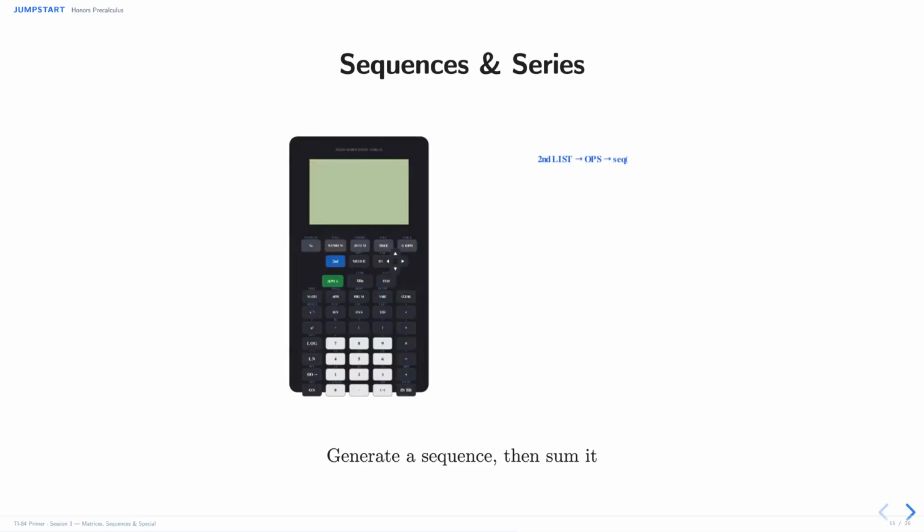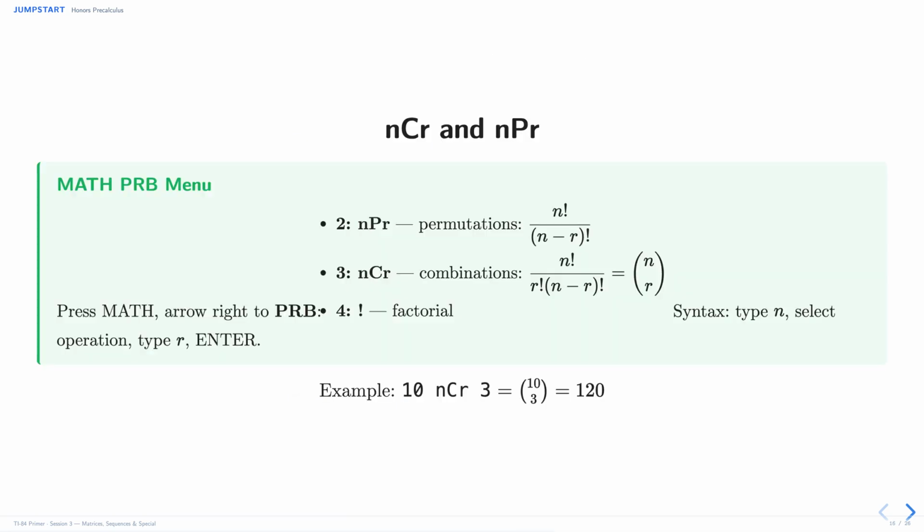To graph sequences and series on the TI-84, first change the mode to sequence graphing. Enter your formula for u(n) in the Y equals menu. Set the appropriate window settings for n values. Press Graph to see the sequence plotted as discrete points. For partial sums, return to function mode and use the sum function to compute the total.